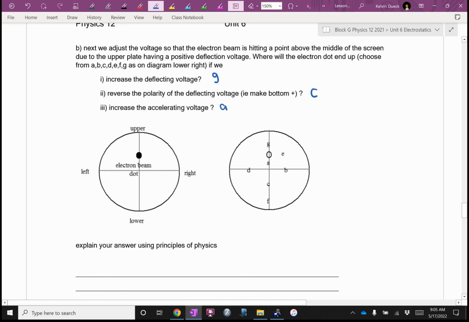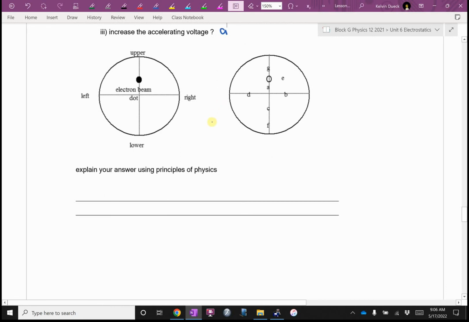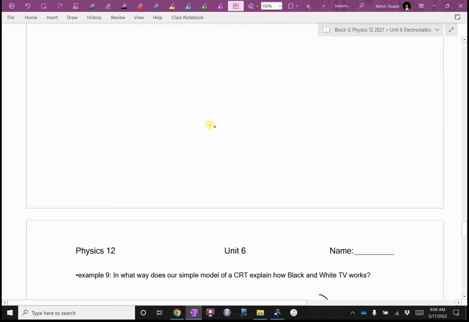My point here is you can see we've got complete control. We can put this little dot pretty much anywhere we want. The rest of the advances in television technology before we went to flat screen technology was just getting better and better accuracy so that you could get a better picture, but it wasn't changing the concept of the technology per se. It says explain your answer using principles of physics like we have.